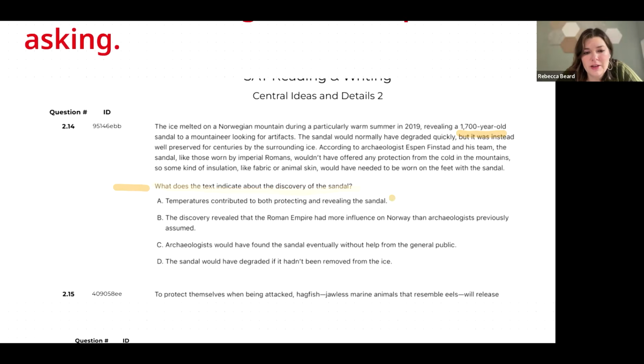B: the discovery revealed that the Roman Empire had more influence on Norway than archaeologists previously assumed. This one is still kind of random and I can't pull it from the passage, so I'd eliminate B. And then C: archaeologists would have found the sandal eventually without the help of the general public. That's completely random, so let's remove that. D: the sandal would have degraded if it hadn't been removed from the ice. The only thing this really validates is A. None of them are really great options, and that's what I always work on with students on the SAT: you might not like any of the options, but this is going to be the best out of those.